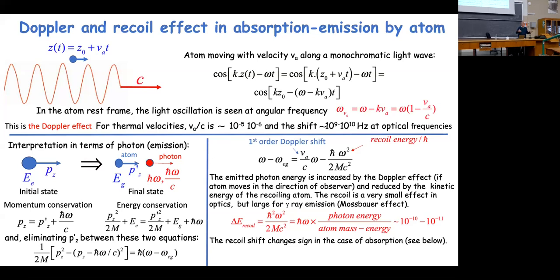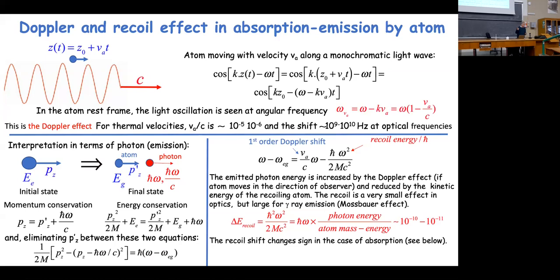So if the atoms are flying in a gas, you will not be able to use a source of emitting atoms to get them absorbed in another sample. On the other hand, if these atoms, these nuclei, are embedded in a crystal, then the recoil is taken not by individual atoms, but by the whole crystal, and then the absorption and emission lines coincide.